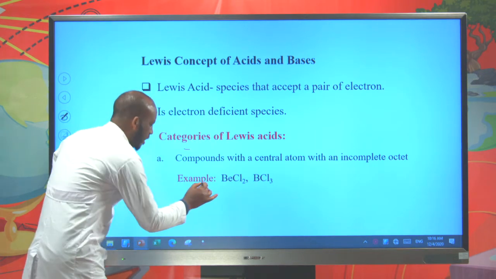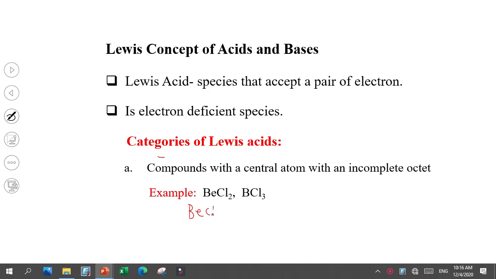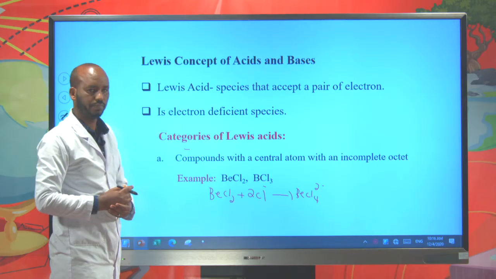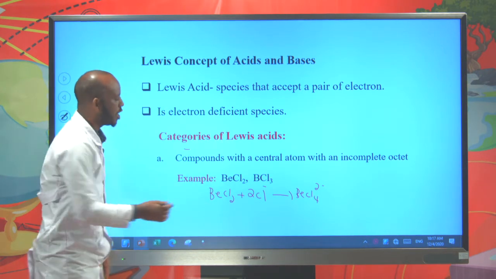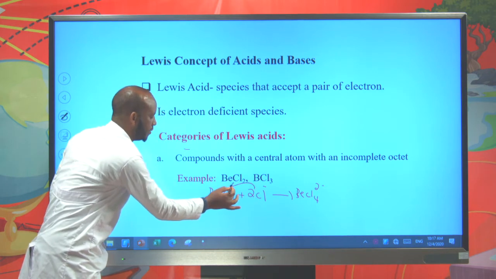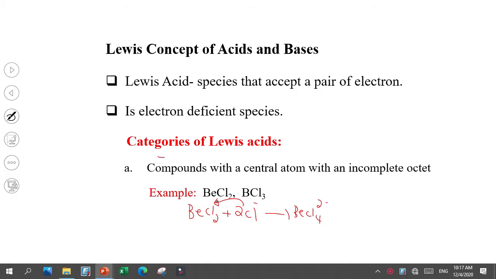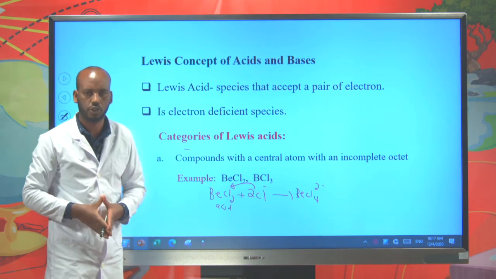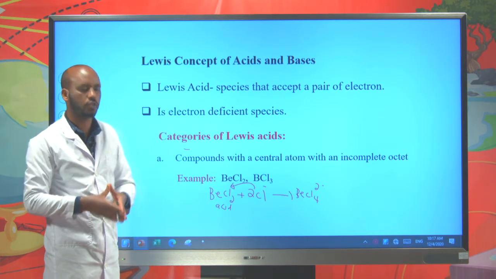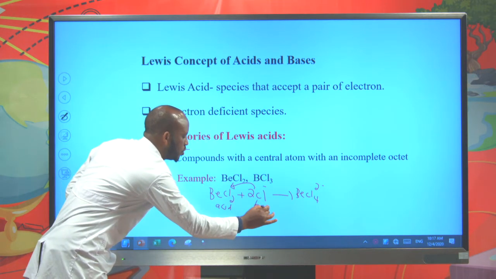Take this as an example: beryllium chloride, BeCl2, plus 2Cl minus gives BeCl4 2 minus. Look, beryllium chloride is a Lewis acid because it accepts a pair of electrons from the chloride ion and forms BeCl4 2 minus. Now this is a Lewis acid. This is a Lewis base because, according to the Lewis definition, bases are electron pair donors. This is a base.